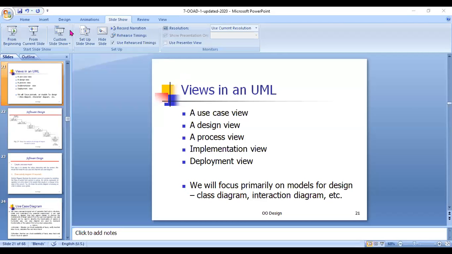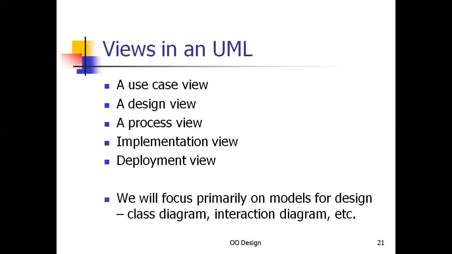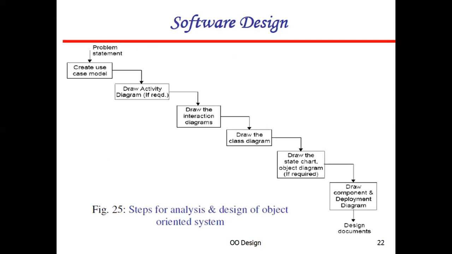In the last lecture, we discussed the basic concept of object-oriented design and analysis. Today, we will discuss the different kinds of diagrams you need to draw in object-oriented design and analysis. The first one is the problem statement, which is called the SRS document, the software requirement specification document.